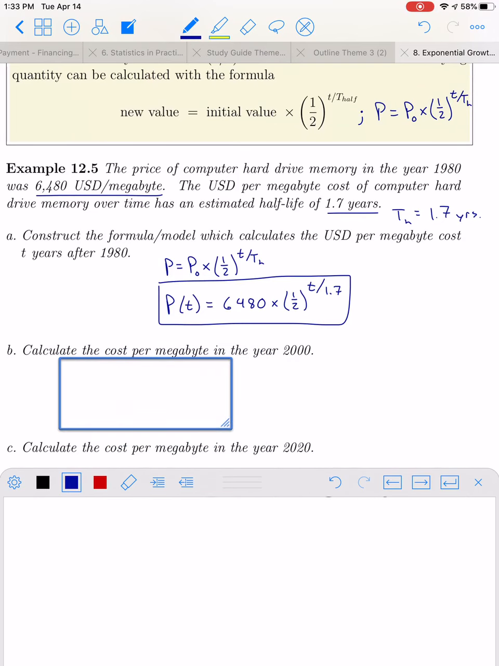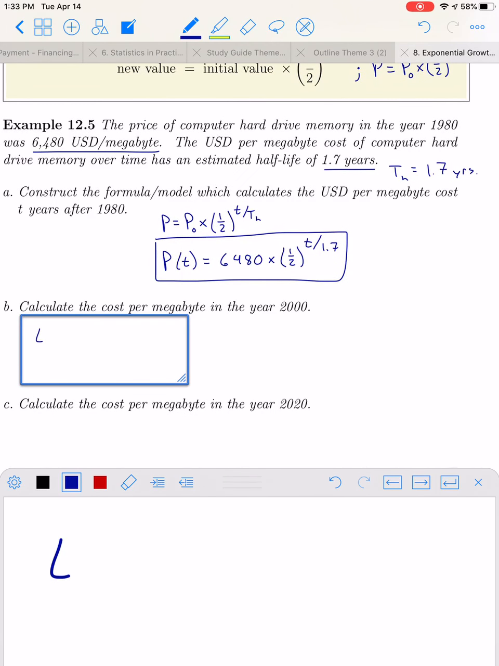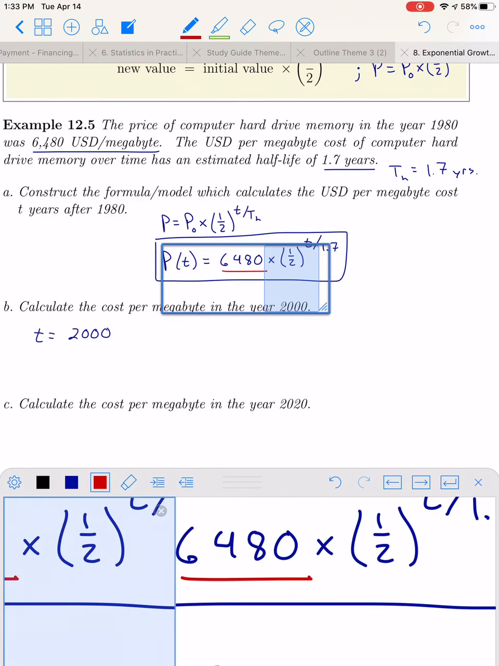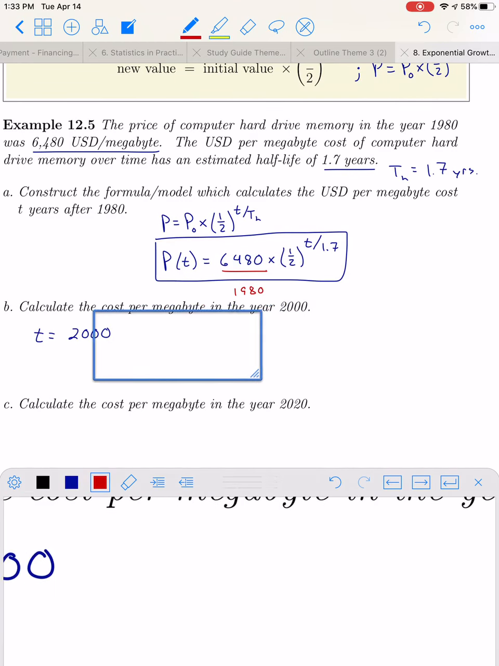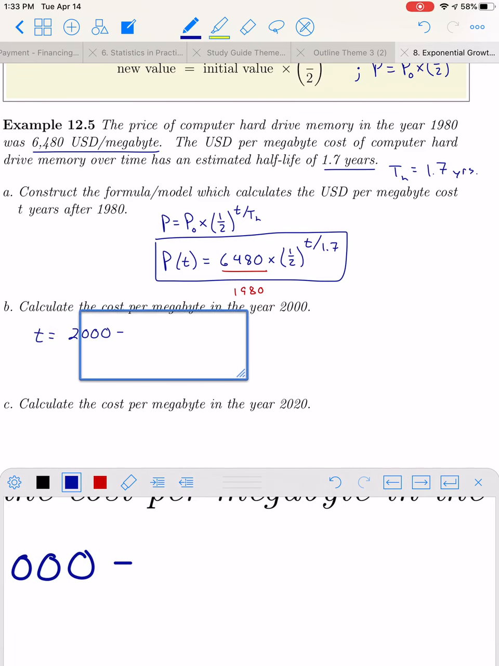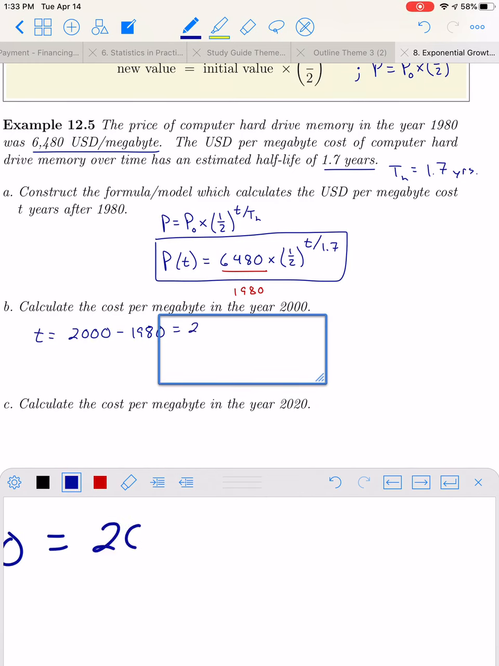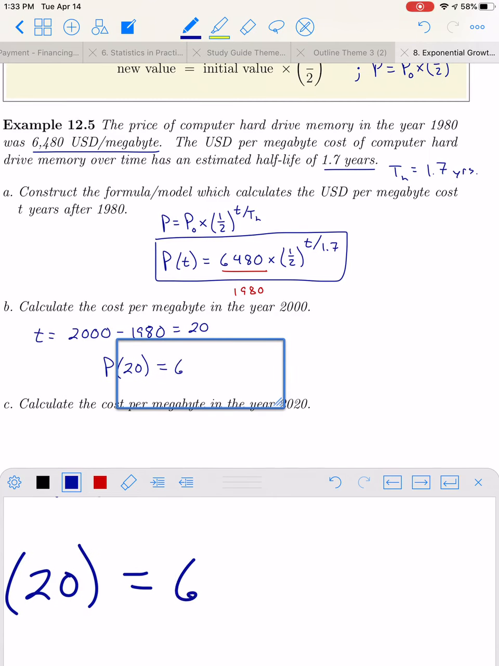So they ask us to calculate the cost per megabyte in the year 2000. The first thing we need to know is T, however many years have gone by since 1980. We use this value, 6,480, that was from 1980. So any number of years past 1980 is the way that we'll come up with T. That's 2000 minus 1980, which is 20 years. So that's our T value.